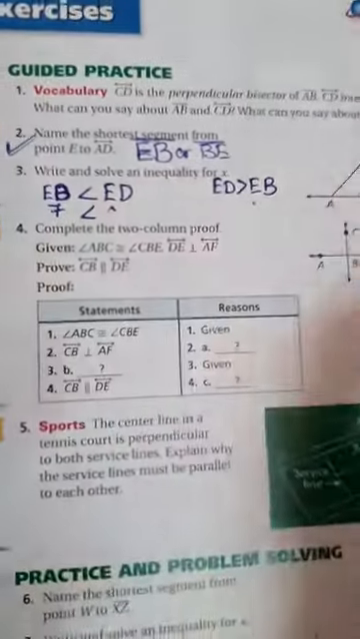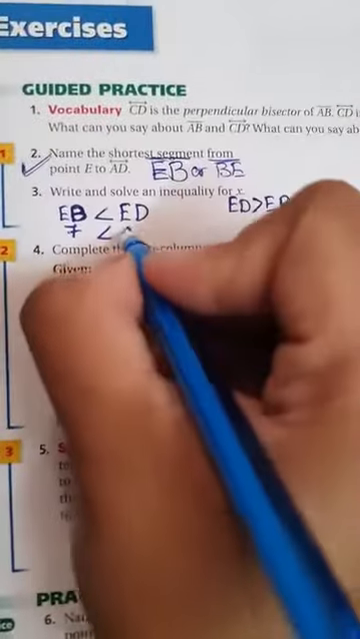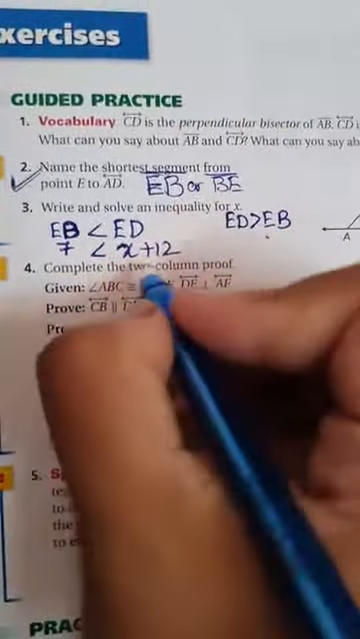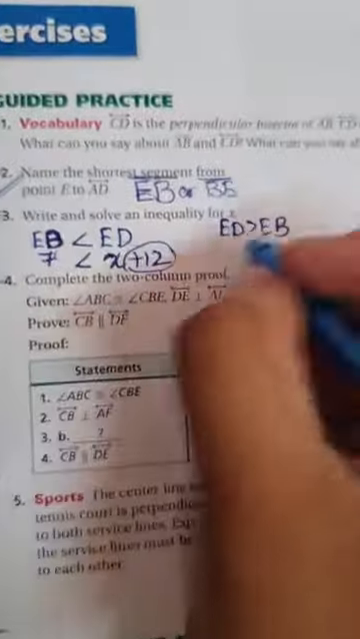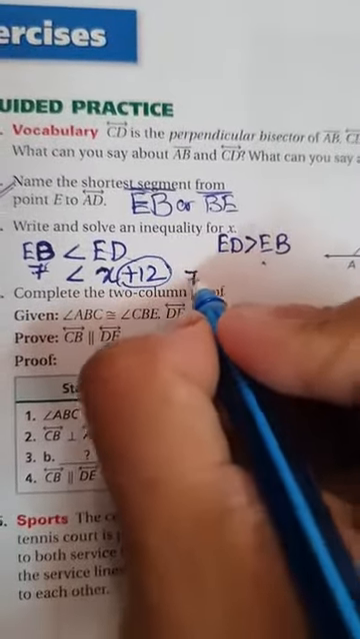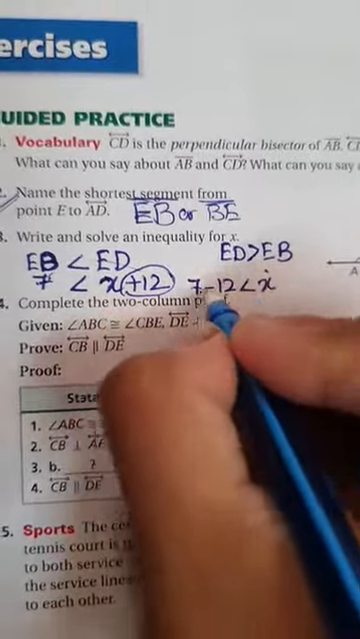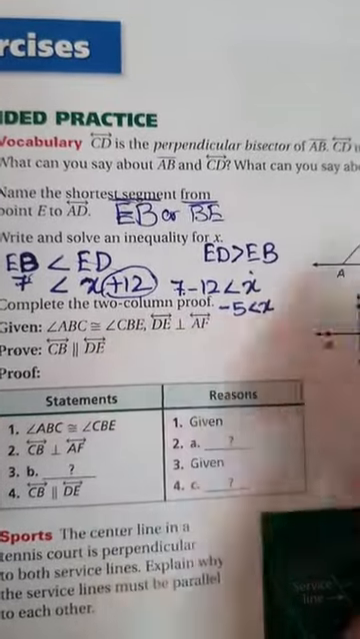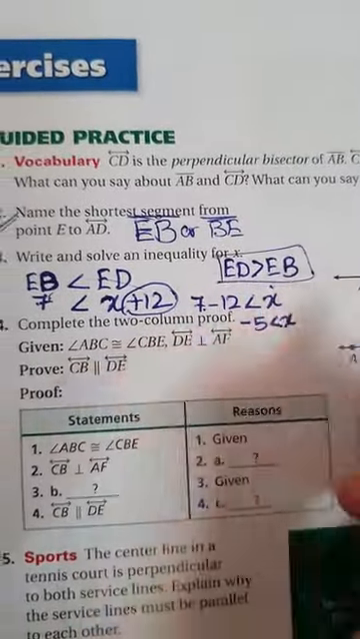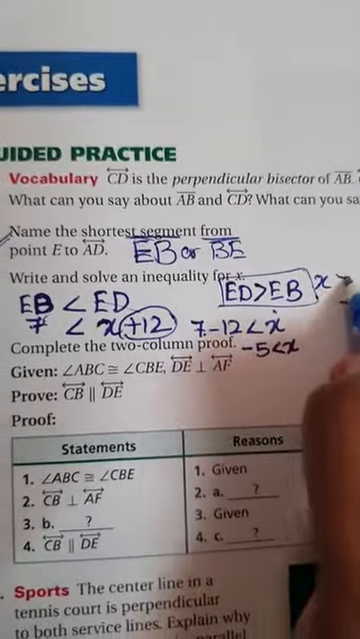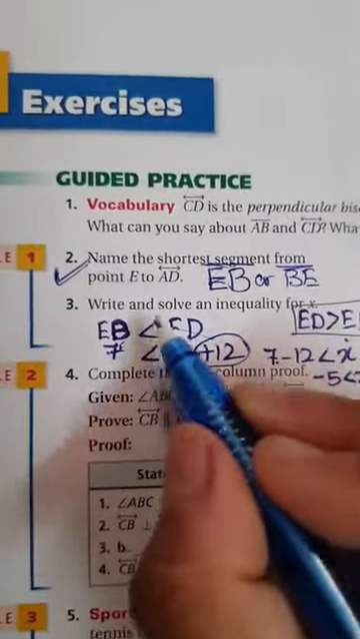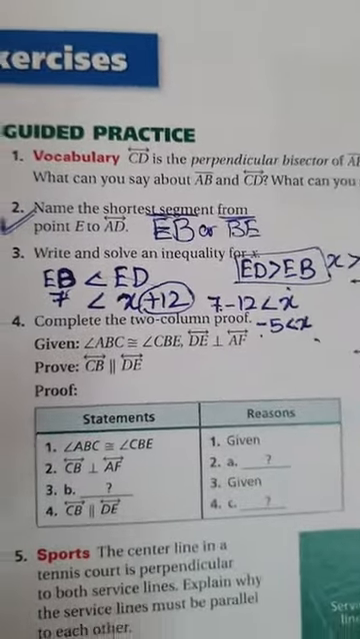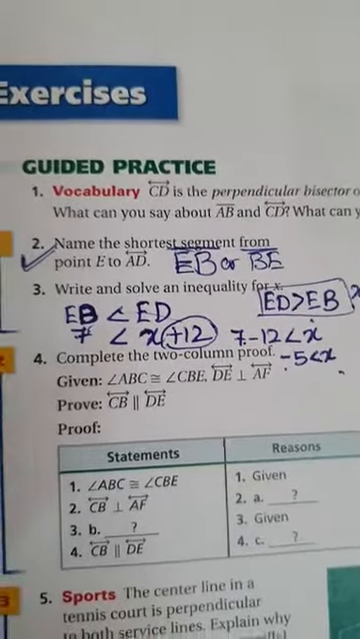So EB in the picture is given as 7, is less than ED. What's ED given as? X plus 12. So all you need to do is move this to the other side. So what's that going to give you? 7 minus 12 is less than x. So 7 minus 12 is going to be minus 5, is less than x, or x is greater than minus 5. Because I used the less sign here, I got minus 5 is less than x, and if you use this one, you are going to get x is greater than minus 5. This is how you solve.